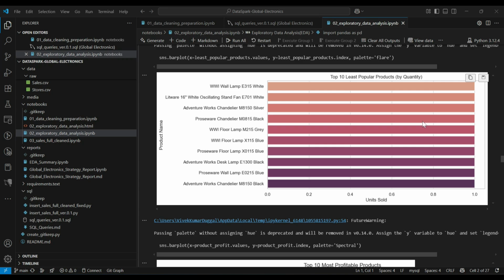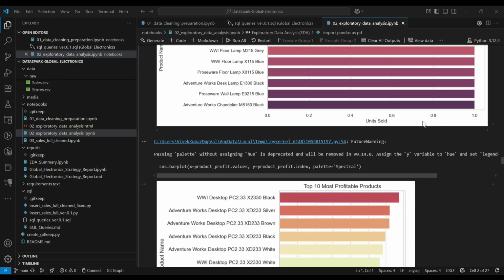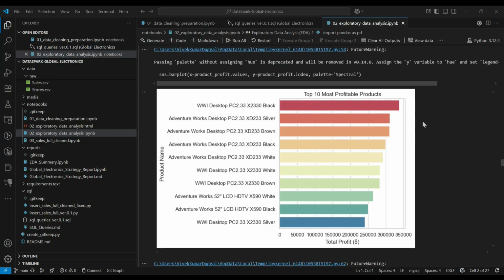Observation: all items have very similar and low unit sales. Actionable insights: reevaluate demand for these SKUs. Possible reasons include poor visibility, low utility, or high pricing. Consider discontinuation or promotion-based clearance.